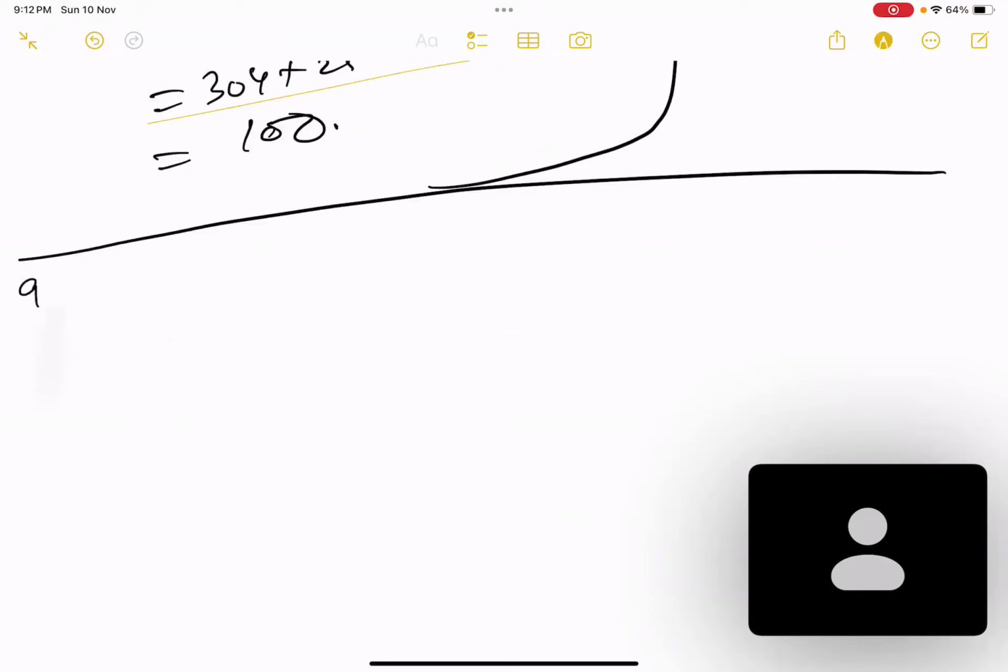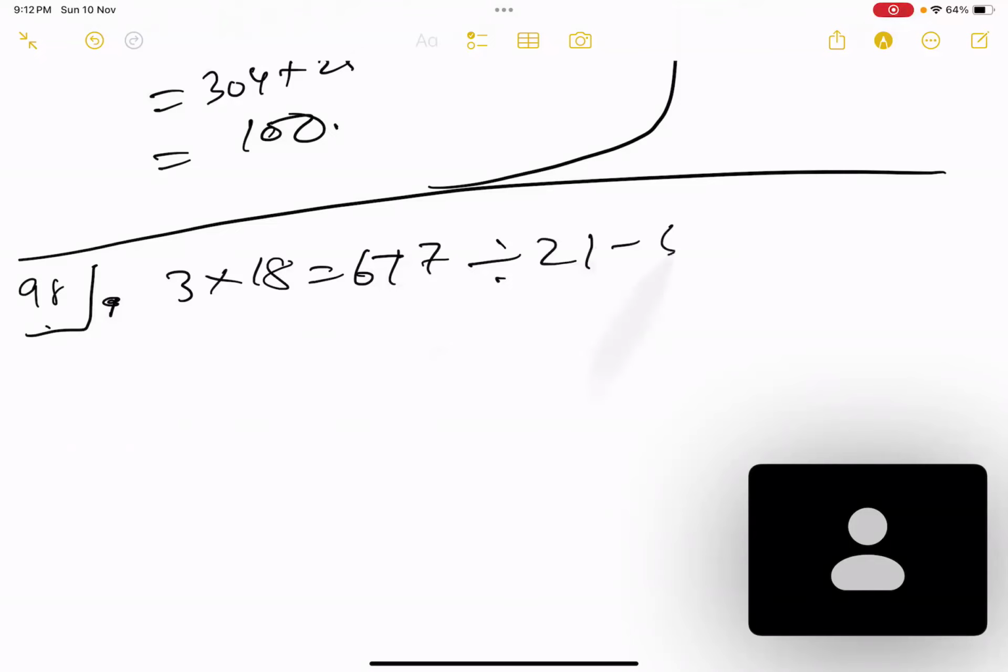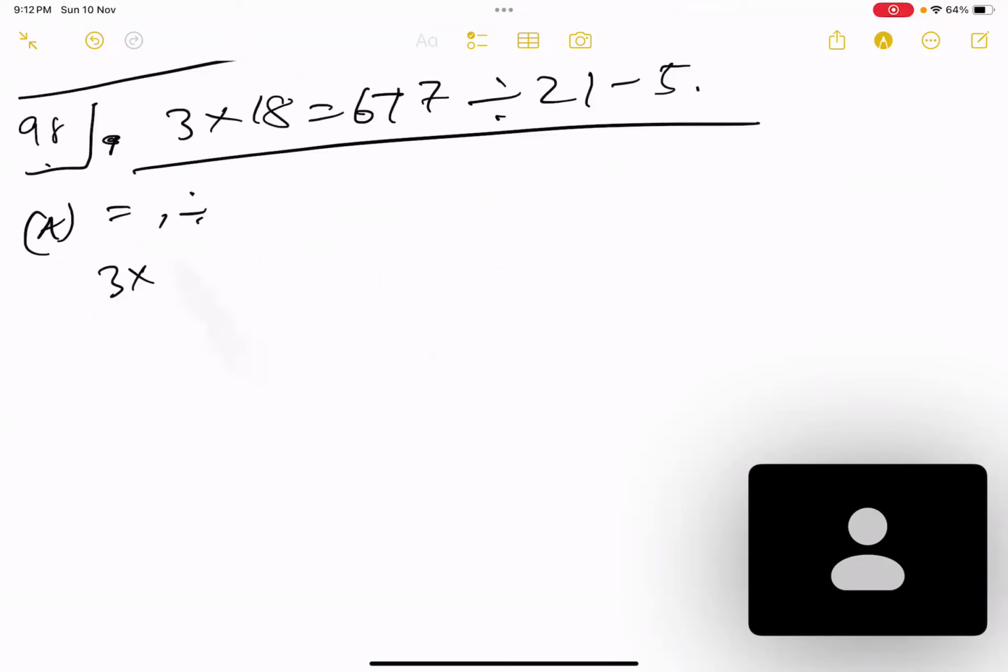Next is number 98. Which two signs should be interchanged to make the given expression correct? So let's go. Here 3 into 18 is equal to 6 plus 7 divided by 21 minus 5. This equation has been given. Now, option A says that equal and divide must be interchanged, which means 3 into 18 divided by 6 plus 7 is equal to 21 minus 5.